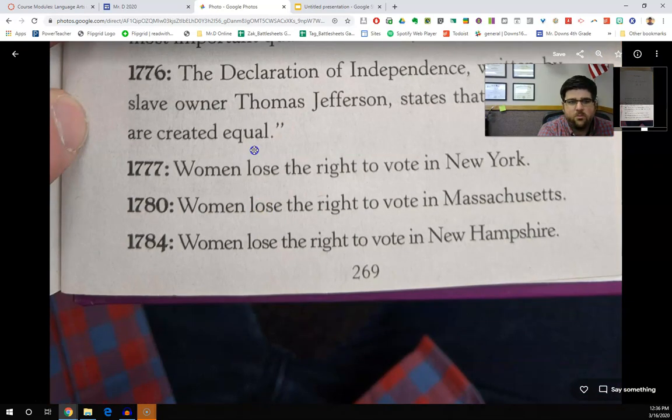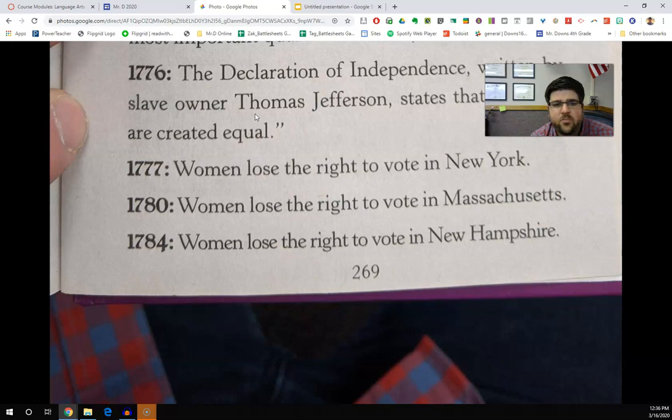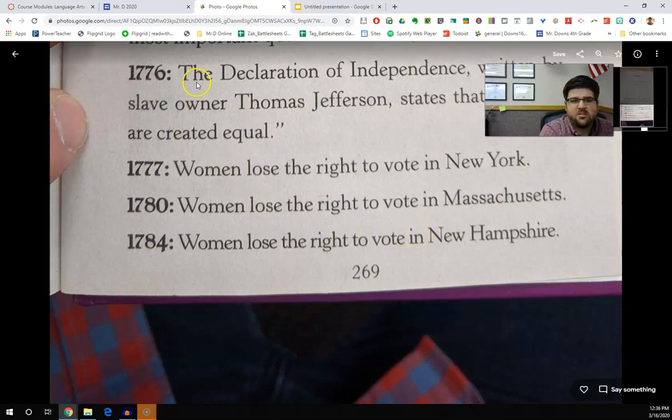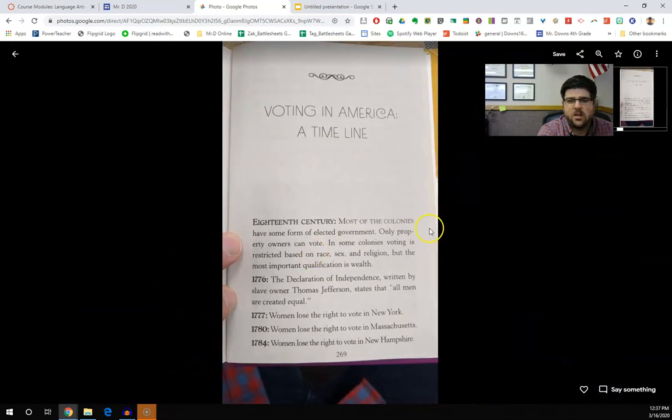So in 1776, Thomas Jefferson wrote the Declaration of Independence, and he was a slave owner, but he stated that all men are created equal. And so up until that point, men and women had the right to vote in the United States, but it was based on wealth. So if you were wealthy, you were able to vote and have access to how the government wanted to run things, and if you weren't as wealthy, you didn't have that access. So that was in 1776. In the next year, women lose the right to vote in the state of New York. In 1780, they lost the right to vote in Massachusetts, and in 1784, women lost the right to vote in New Hampshire.